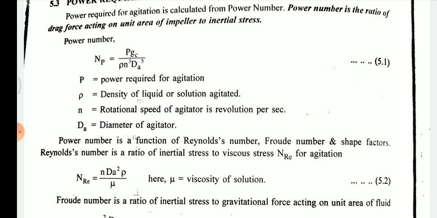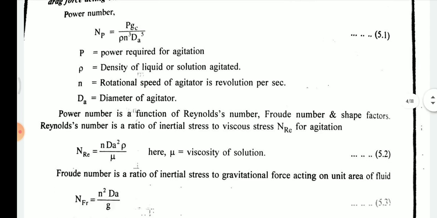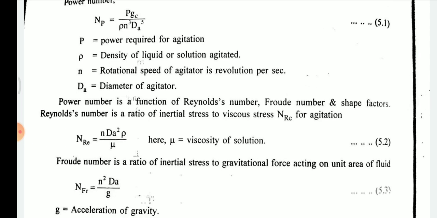Now we know that the power number is a function of Reynolds number, Froude number, and shape factor. The Reynolds number is the ratio of inertial stress to viscous stress.